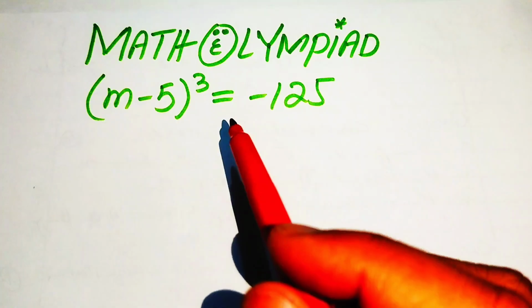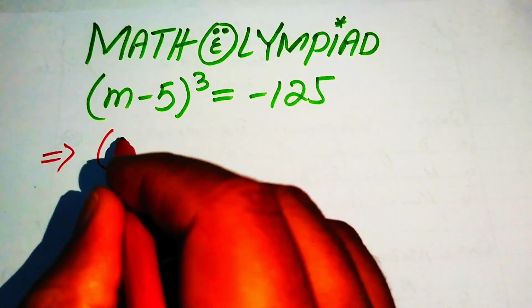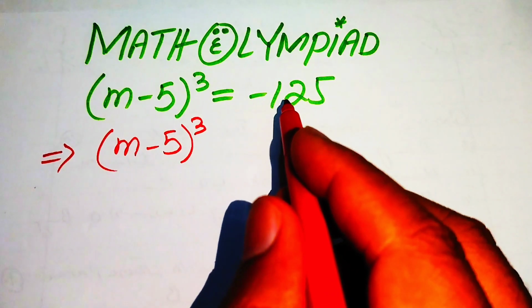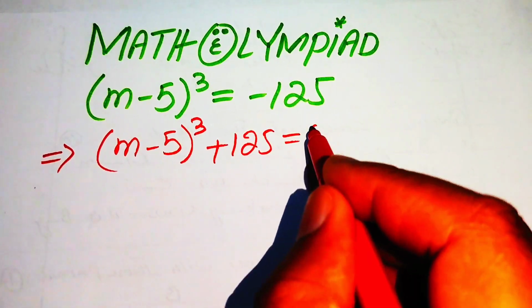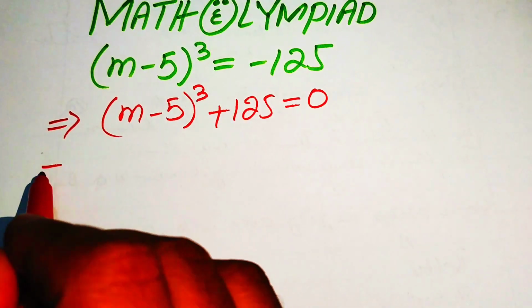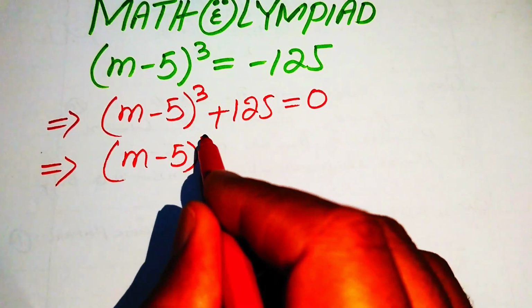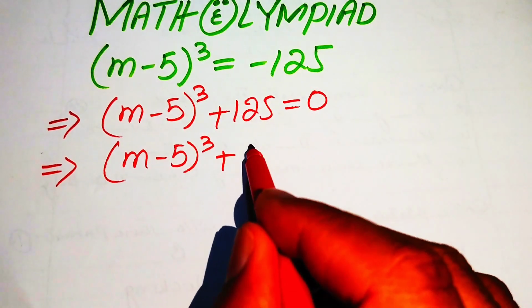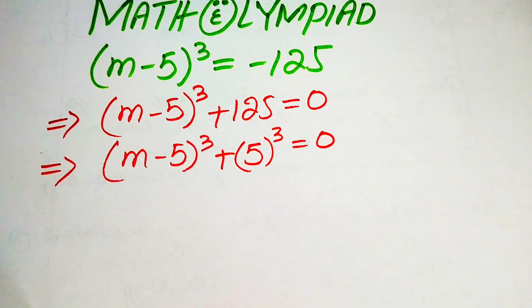So now first we rewrite this equation. We have this (m - 5)^3, and we move this -125 to the left hand side and it becomes +125 = 0. In the next step, we again write this equation as (m - 5)^3 + 5^3 = 0, where we write 125 as 5 cubed.